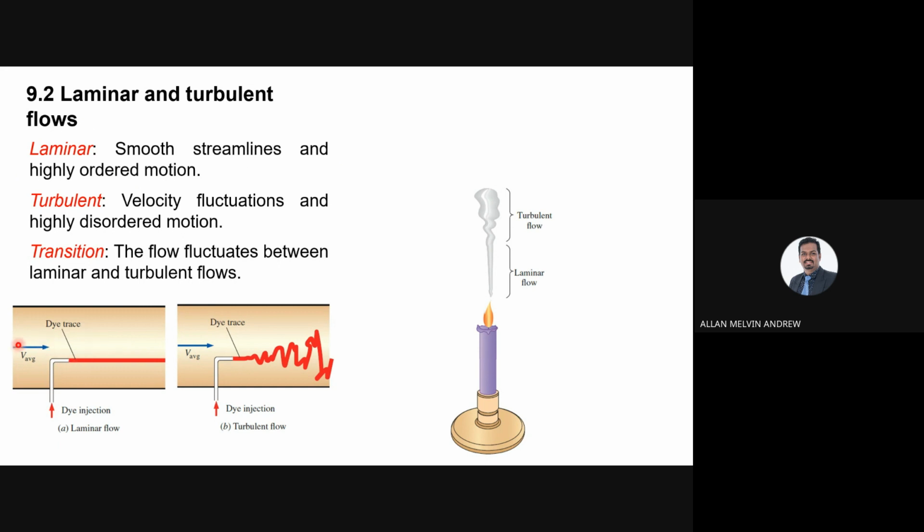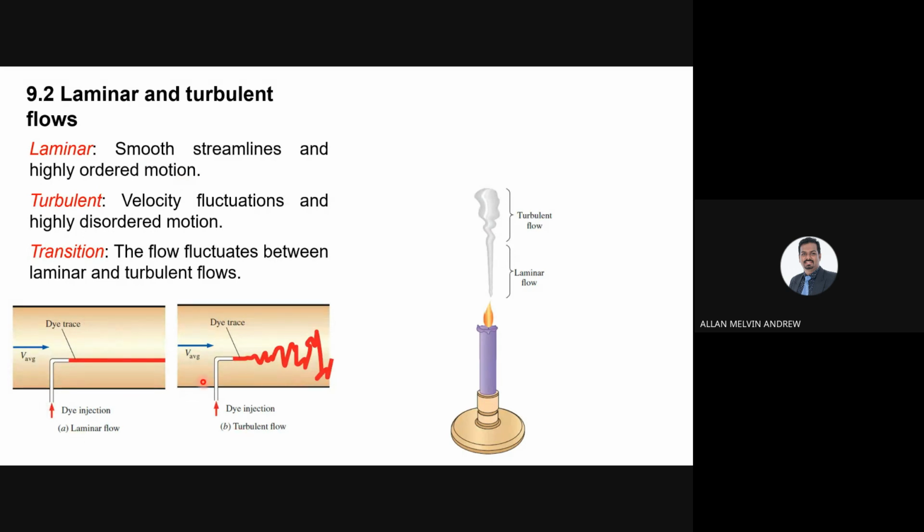The velocity will push it from left to right. When you put the dye inside, the dye will move in a straight line along the streamline. That's why it says laminar is smooth streamline. This streamline is smooth and highly ordered. It's not distorted, it's not having disorientation. It's just moving in one straight line. That's why we call it a smooth straight line and highly ordered motion. Okay, so that is for laminar flow.